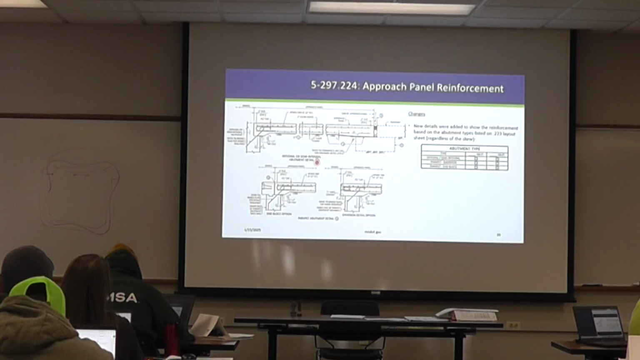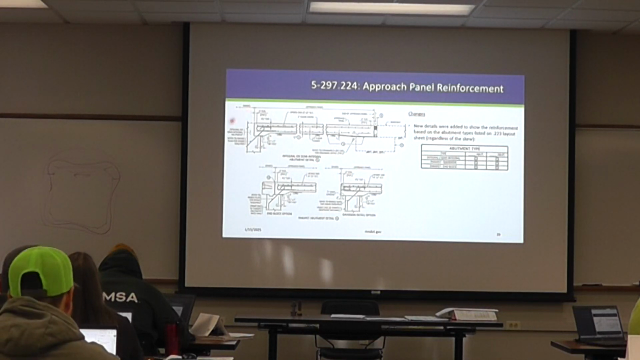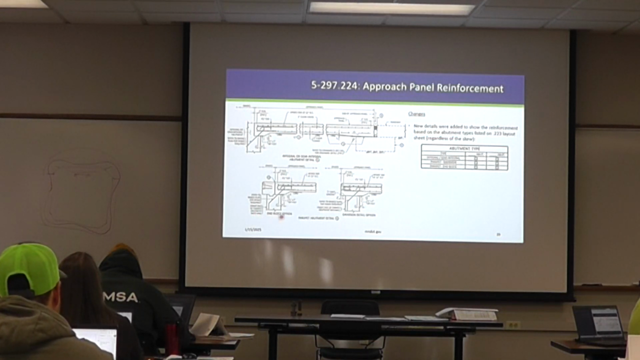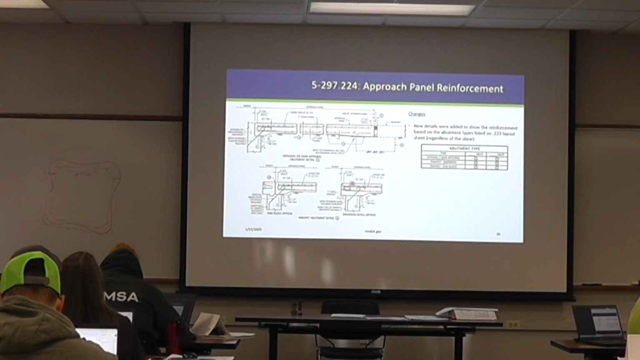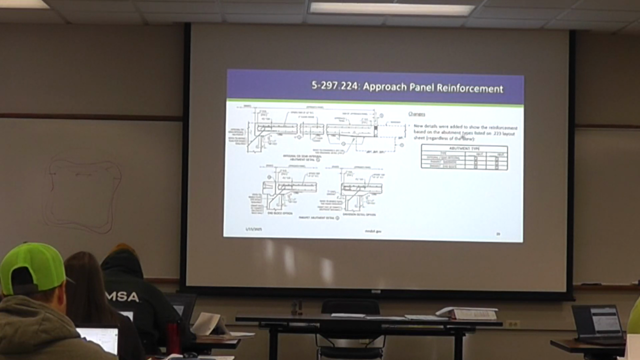The 224 detail has all three of these options shown, so you have to refer back to 223 to say, hey, I've got an integral and a semi-integral up here, or else down here we have an end block option, where there's a separate end block, versus the parapet with a Davidson joint, where there is no separate end block. It's just a whole monolith here. So if you're wondering which one of these applies to the project, flip back to 223. That's where you can find the answer.